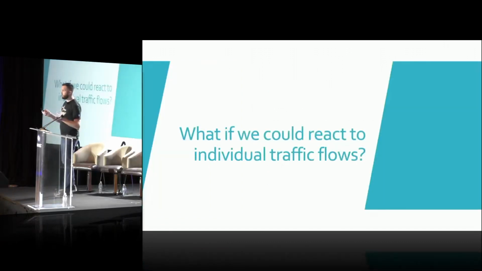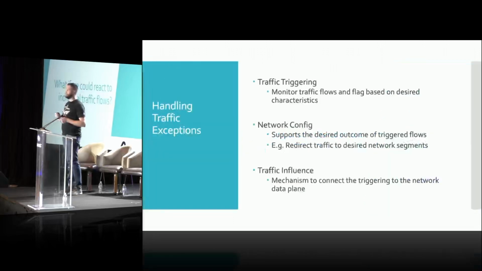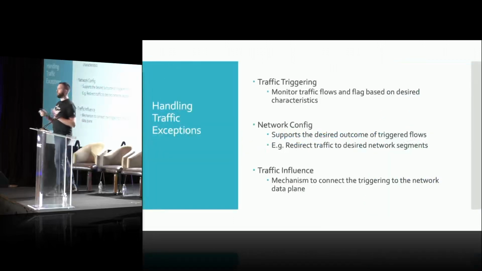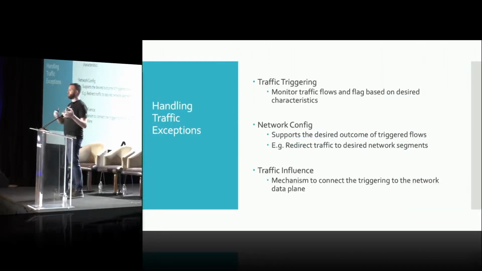But what if we could react to individual traffic flows? There are three main components to handling traffic exceptions as I see it. The first is traffic triggering, and this is monitoring traffic flows and flagging those flows based on desired characteristics. We have network config, which is a config that exists on our network today that supports the desired outcome, for example, redirecting traffic or dropping traffic. And then we have traffic influence, which is the mechanism that connects the trigger to the config.